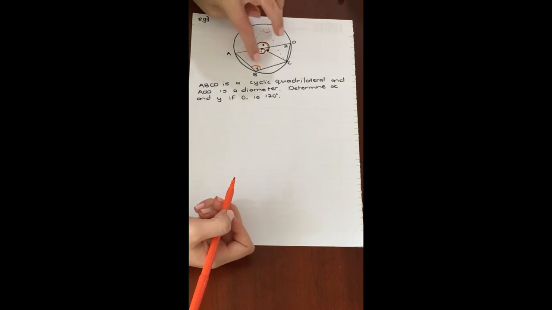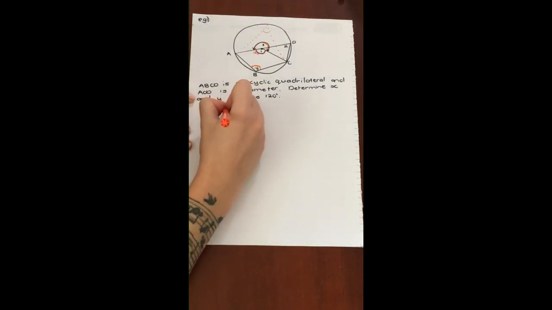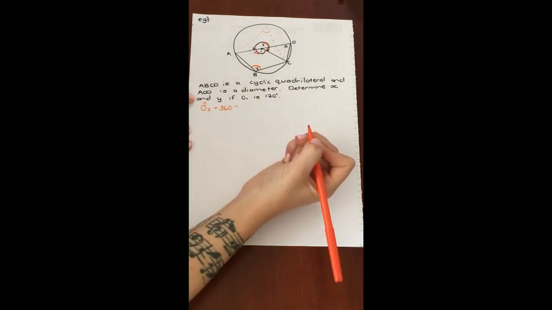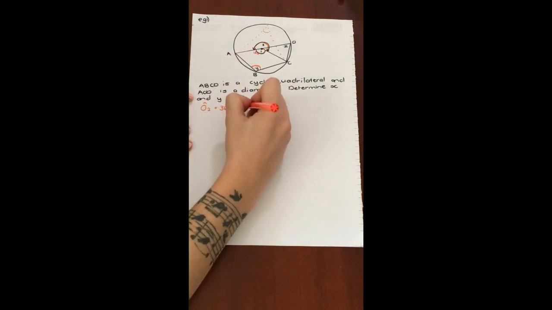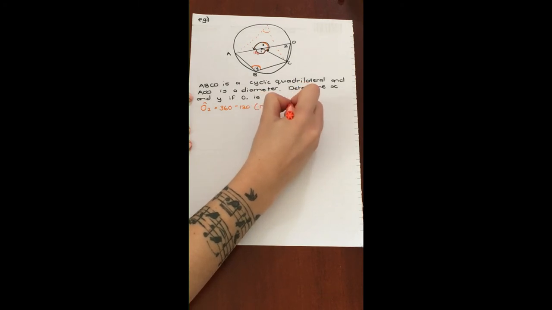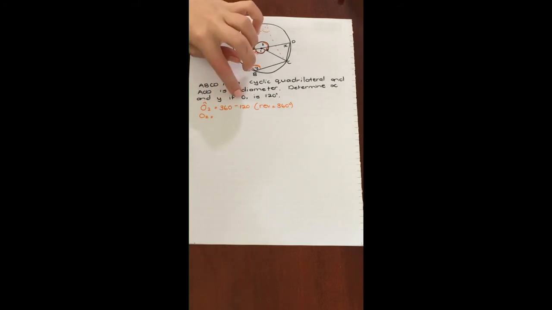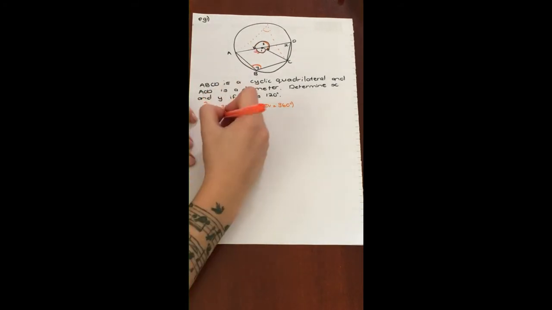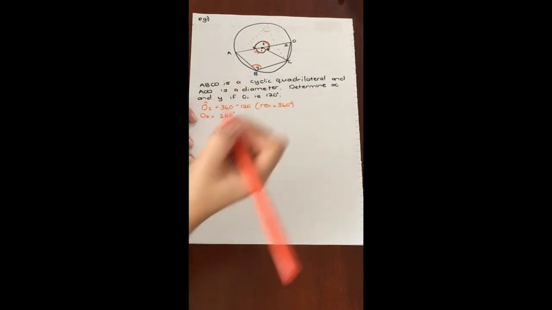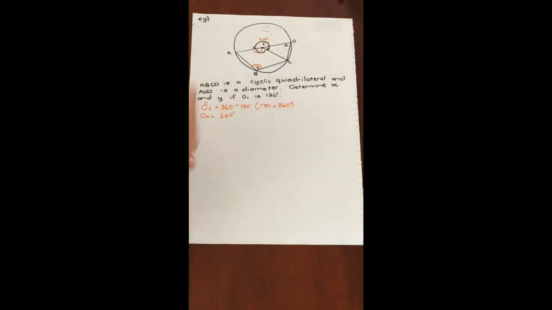So this whole thing is a revolution. So I can say O2 is equal to 360 minus O1, which is 120, because this is a revolution, which is equal to 360 degrees. Okay, so O2 will be 360 minus 120, which is 240 degrees. So that will be O2, 240.